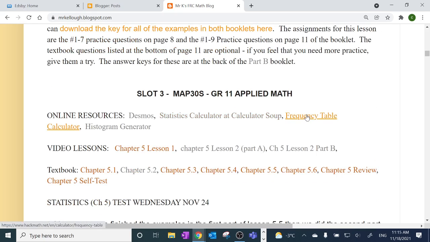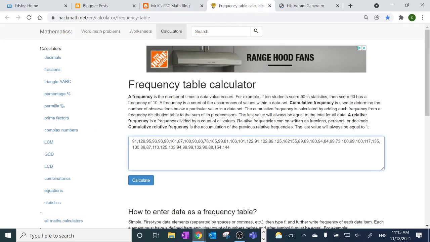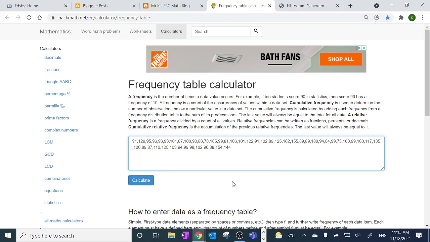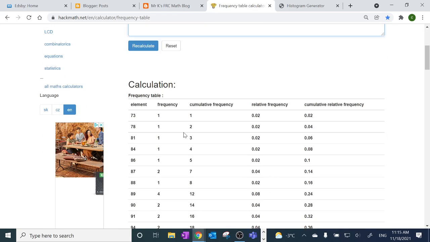Okay, so my frequency table calculator, open that in a new tab. Give it its own tab. Histogram Generator, give it its own tab. Okay, so this one here, I'll just enter that, Control V again. There we go. Fix the one problem I have. And then calculate. Okay, so this doesn't really make me a frequency table, but it's easy to make one now.